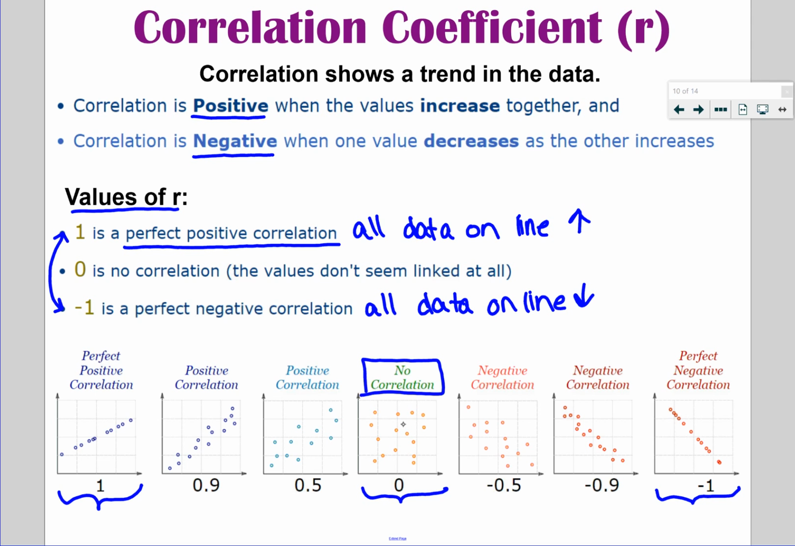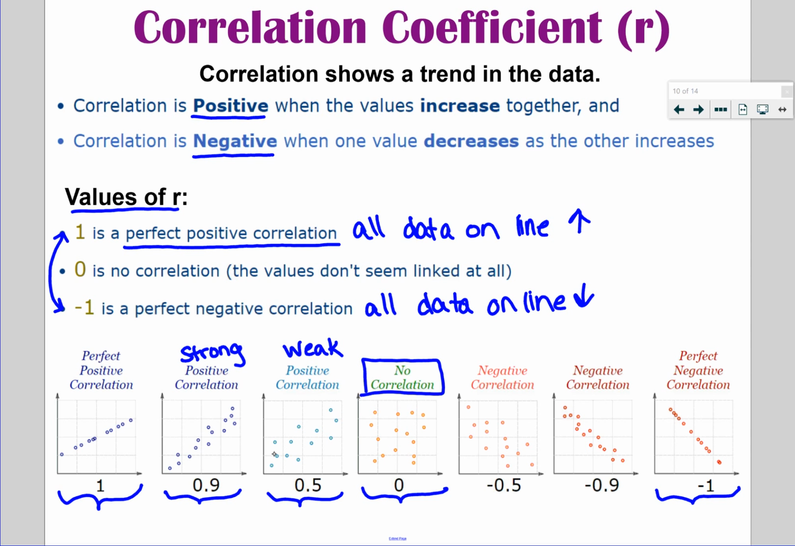From there, we have a sliding scale. We could have an R value something like 0.9 or 0.8. We say that that's a strong positive correlation. It's not perfect, but our data values are clumped pretty close together, and again, they're increasing. This, something like a 0.5, 0.4, we say has a weak positive correlation. So again, our data values are still increasing, but they're definitely spread out a lot more.